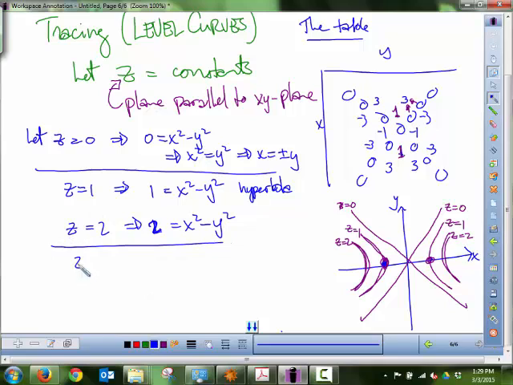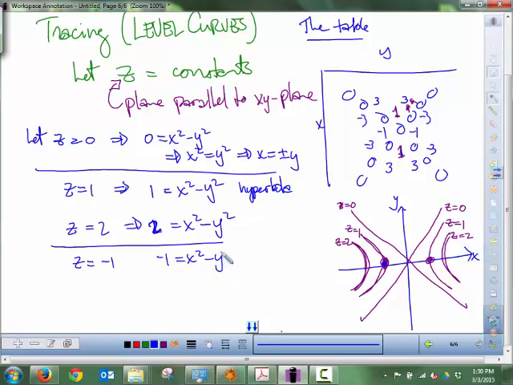Now let's try negative numbers, because we should be able to put negative numbers in here. Negative 1 is equal to x squared minus y squared. To me, that kind of looks like a hyperbola, but we're used to having hyperbolas and ellipses with 1 on the other side, not negative 1. So if you just want to make it look like a hyperbola that you're familiar with, just divide out a negative sign, and then you get y squared minus x squared.